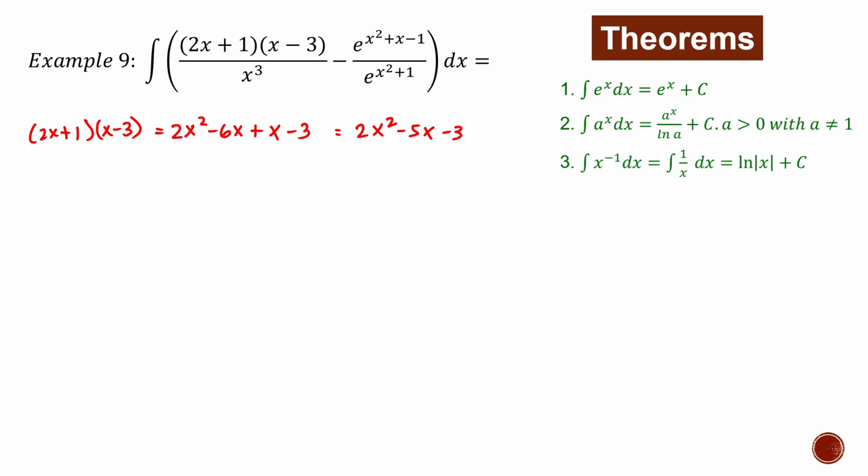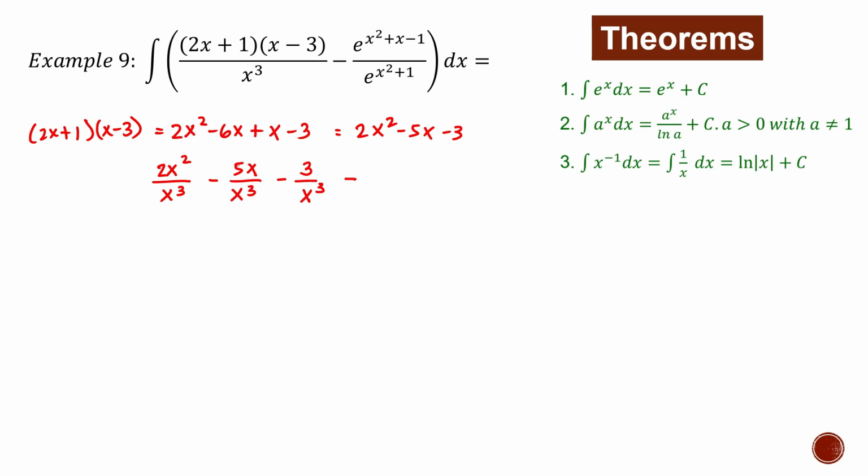So what I'm going to do is I will separate those three terms first. So the first one is 2x raised to 2 over x raised to 3. Okay. No, I will do that later. I'm just going to separate them first. So minus 5x over x raised to 3 minus 3 over x raised to 3. There you go.